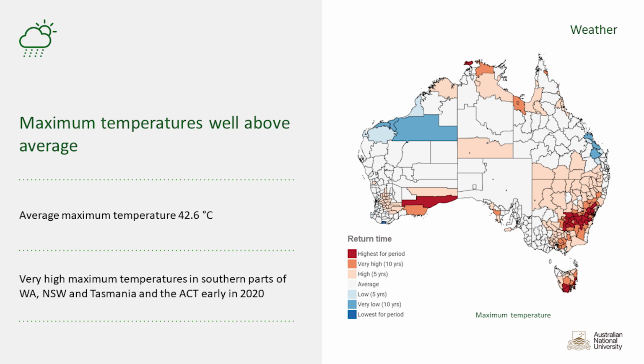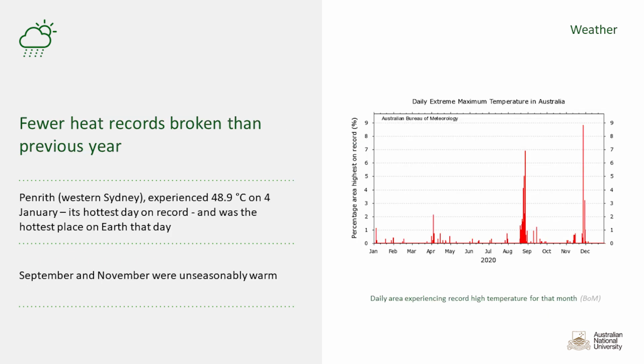Very high maximum temperatures were measured in southern parts of Western Australia, New South Wales and Tasmania, and the ACT. And those temperatures were measured early in the year. Overall, there were fewer heat records that were broken in 2020. Penrith in Western Sydney experienced 48 degrees on the 4th of January. That made it its hottest day on record and made it also the hottest place on Earth that day.